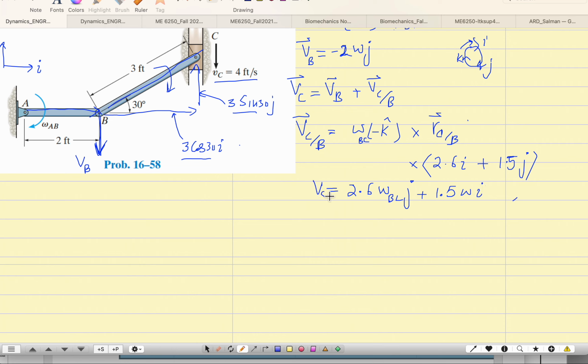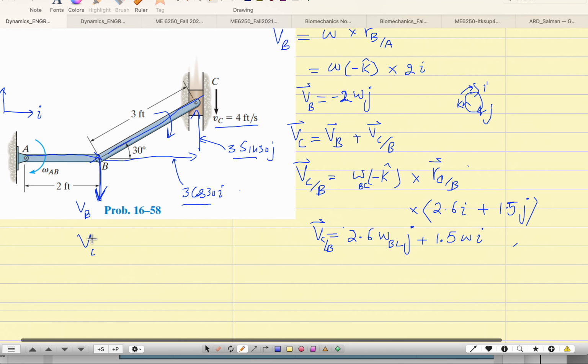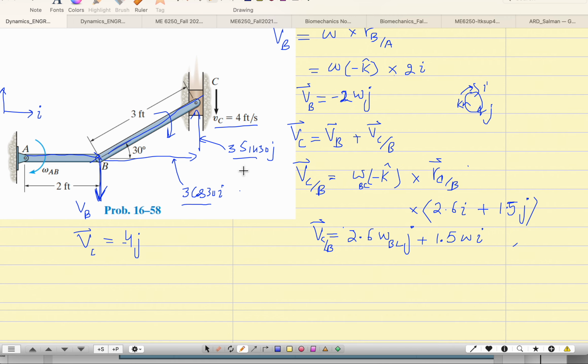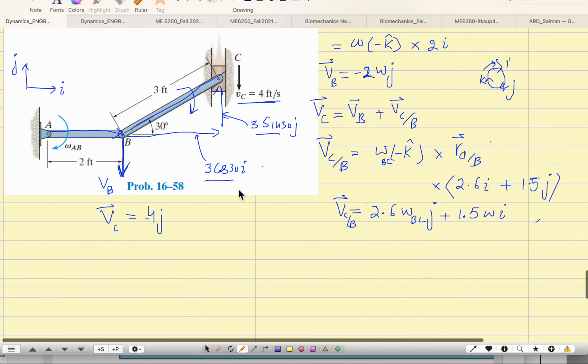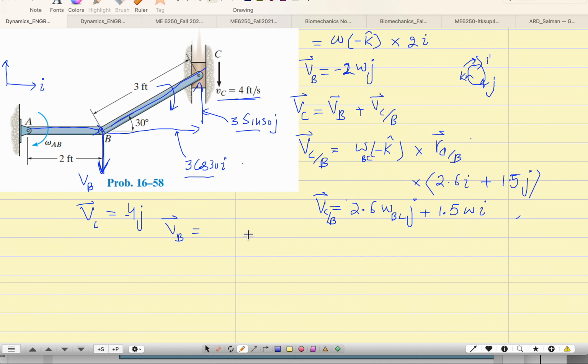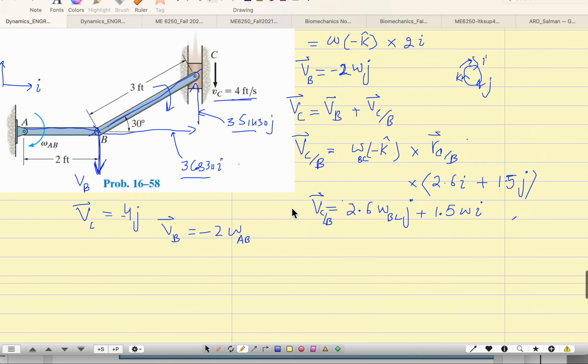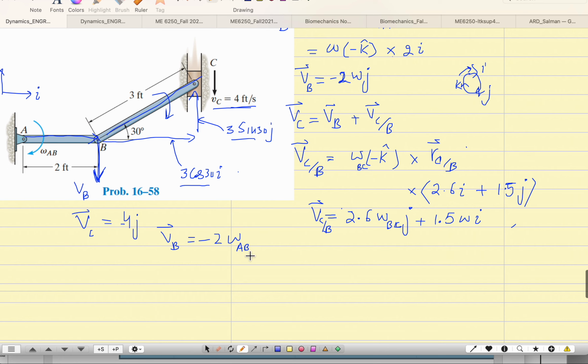Now VC from B we have calculated. Now what is VB and VC in the vectorial form? VC in the vectorial form is 4j negative, because the 4 is given and the downward direction is negative. And how about VB? VB in the vectorial form, we already calculated, is negative 2 omega j. Let me write this omega, which is different from this omega. This omega is for BC, this omega is for AB, so let's complete this equation, equation number 1.